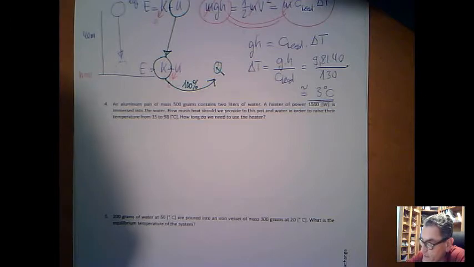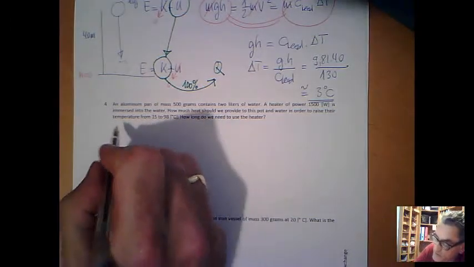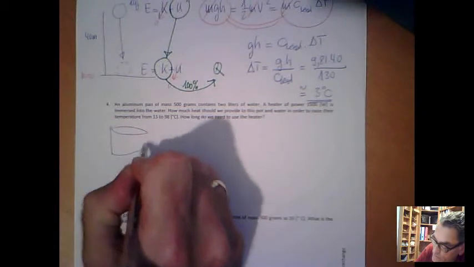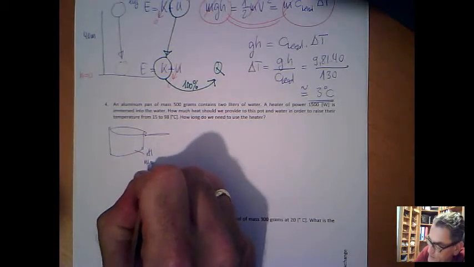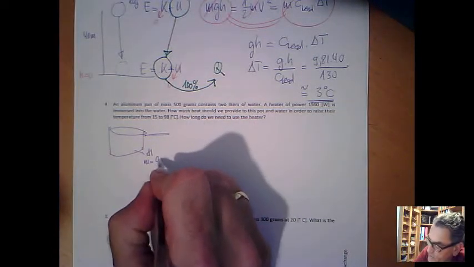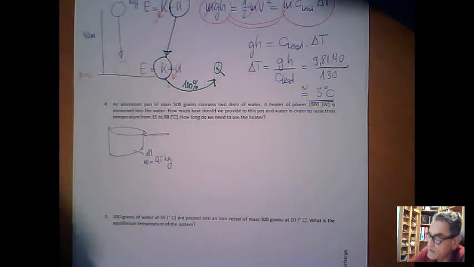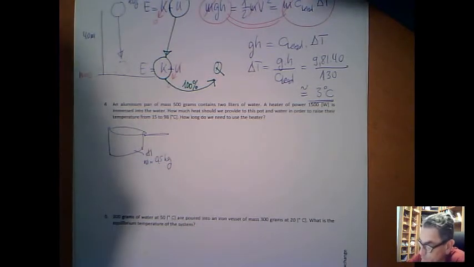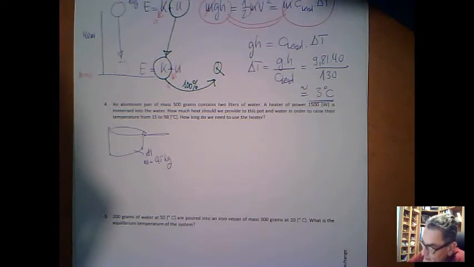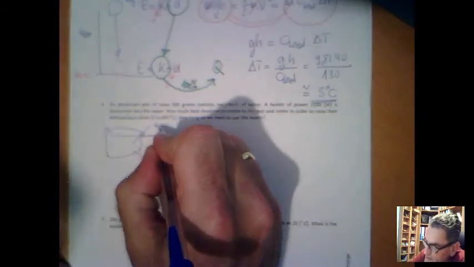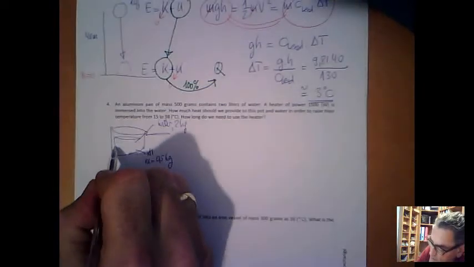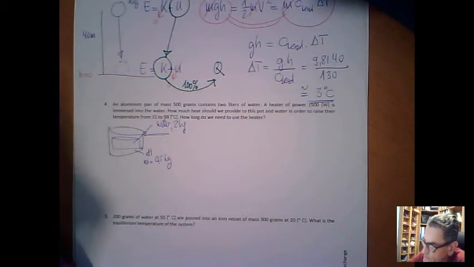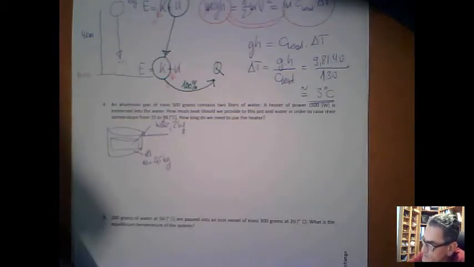An aluminium pan of mass 500 grams contains 2 liters of water. Okay, we have an aluminium pan. This is aluminium. Its mass is 500 grams. Immediately write it down in kilograms, so you will have less risk of making mistakes. And this contains 2 liters of water. Okay, here inside we have 2 liters of water, and I wrote 2 kilograms.